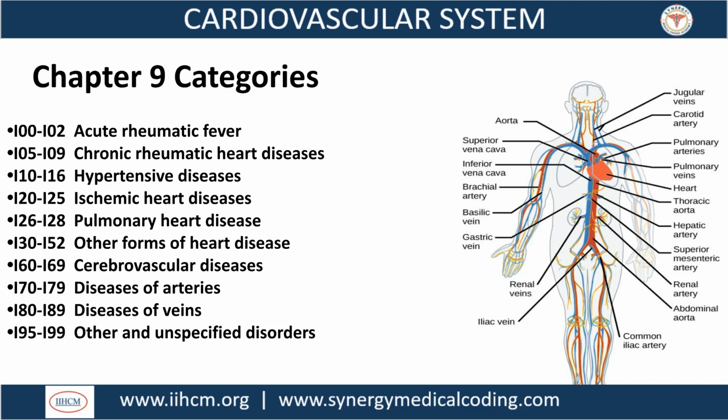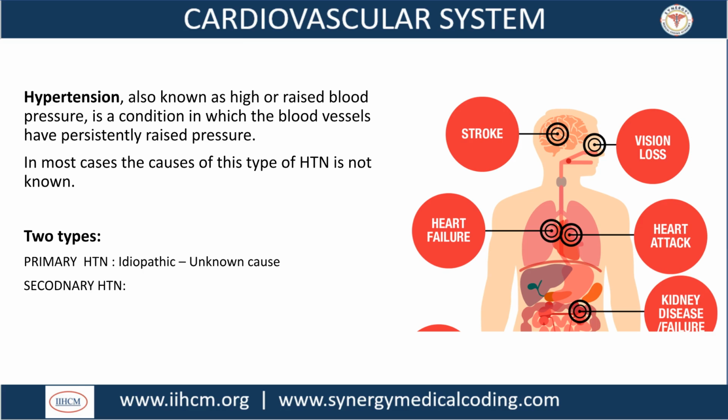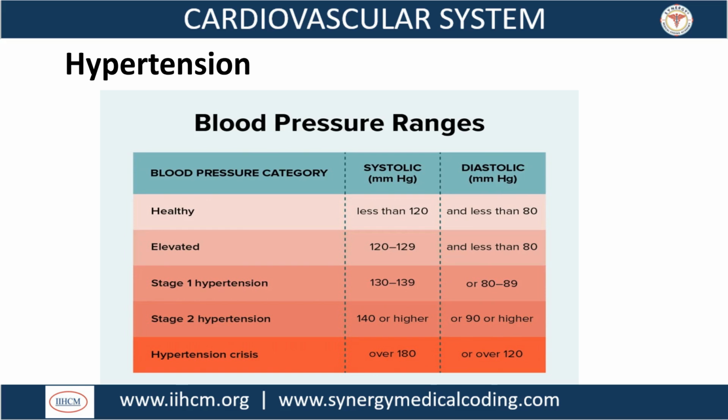of arteries and veins. Hypertension is persistently raised blood pressure. Primary hypertension has an unknown cause. High blood pressure can lead to severe health issues like stroke and heart failure. Blood pressure ranges classify individuals as healthy, elevated, or in various stages of hypertension, up to a hypertensive crisis.